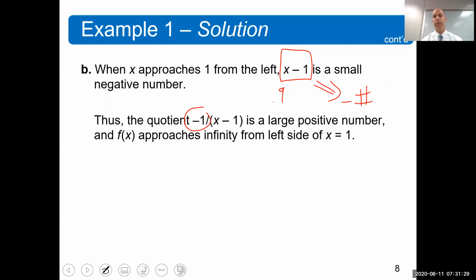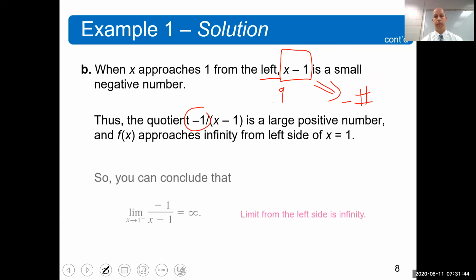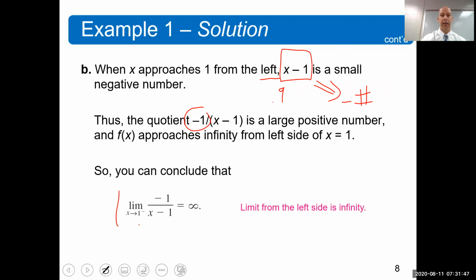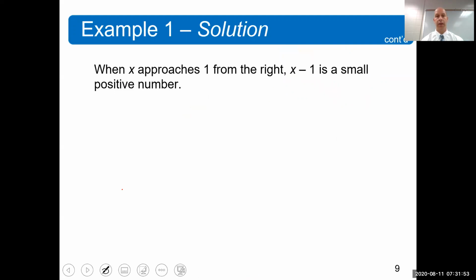So as I come in from the left, I'm going to get a negative number over a smaller negative number, and the denominator is getting smaller and smaller. So that's a negative over a negative, which is a positive, so it's going to go to positive infinity. So that's what this limit says here: the limit of the function as x goes to 1 from the left is positive infinity.